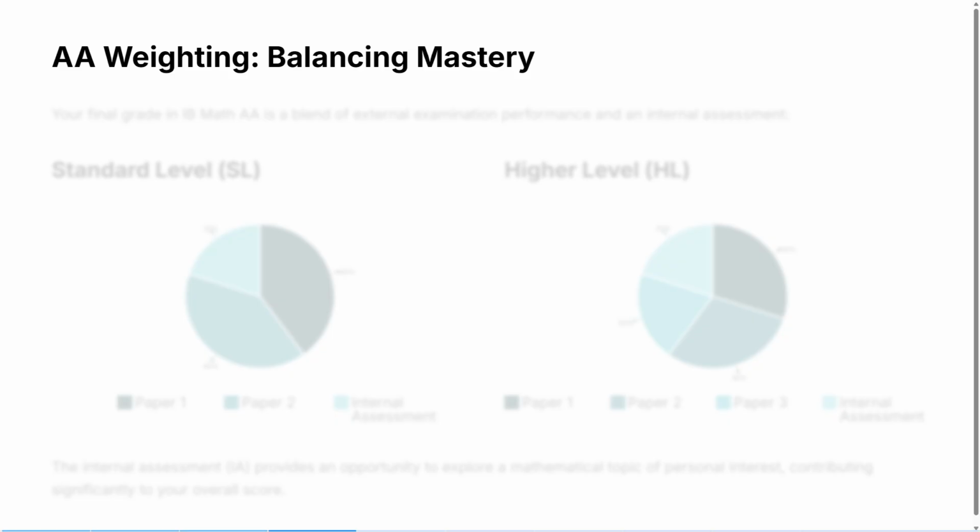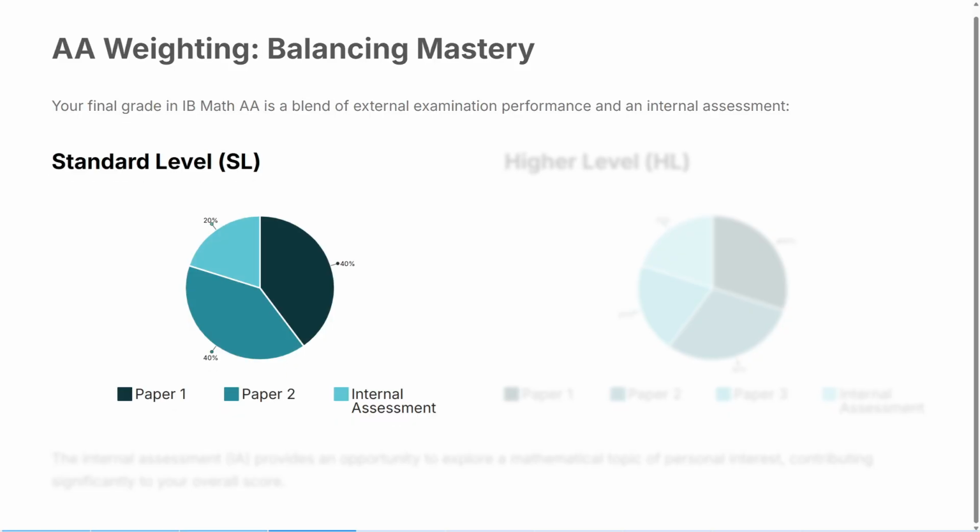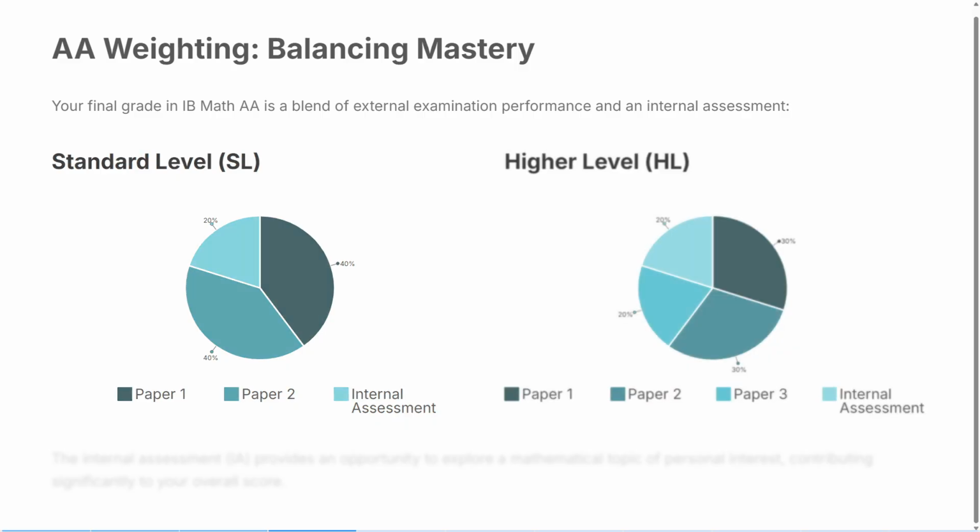Your grade in IB Math is made up of both external exams and internal assessment. At standard level, paper 1 is 40%, paper 2 is 40%, and the internal assessment is going to be 20% of your final mark. At higher level, paper 1 and paper 2 are each worth 30%, while paper 3 is worth 20%, and the internal assessment is another 20%.